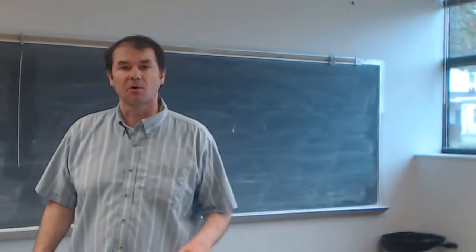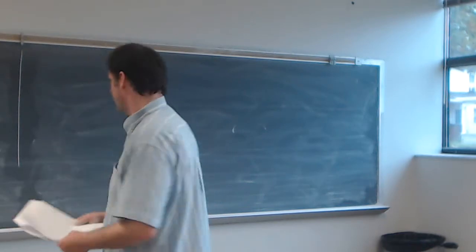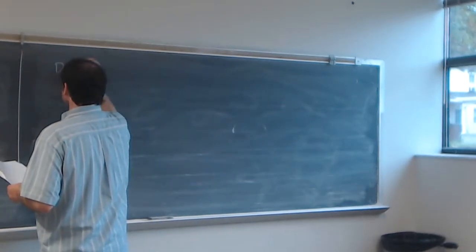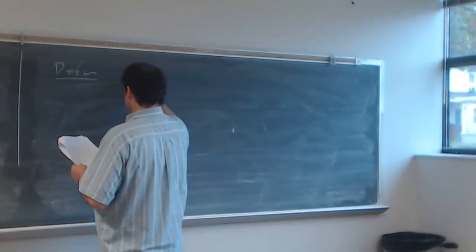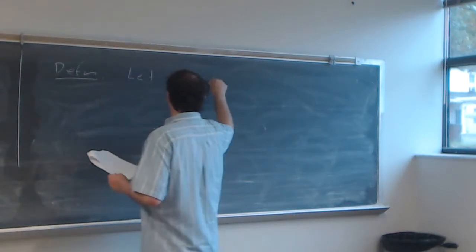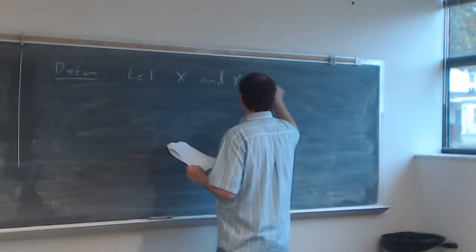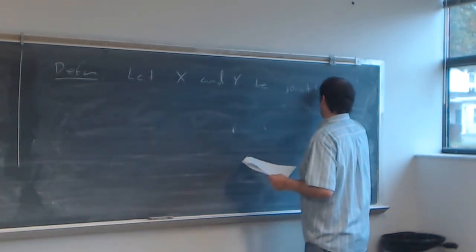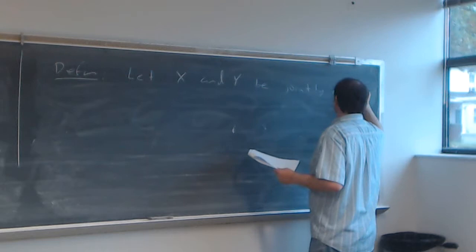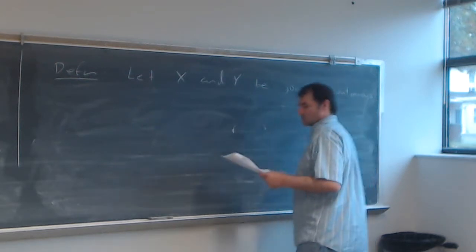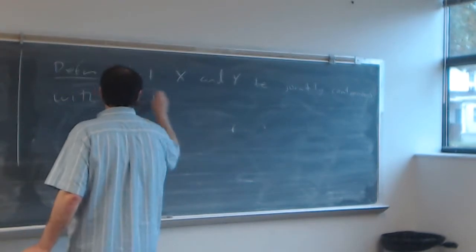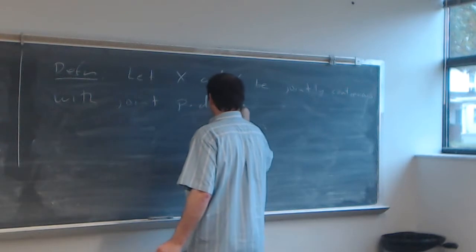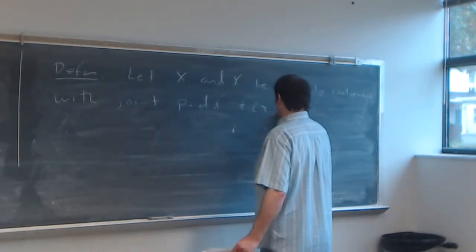Okay, the next thing we're going to do is look at the case where we have jointly continuous random variables involved. So here's the definition, and it's going to work similarly to what we just saw with the discrete cases. Here we're going to let X and Y be jointly continuous with joint PDF, the probability density function, f of x comma y.